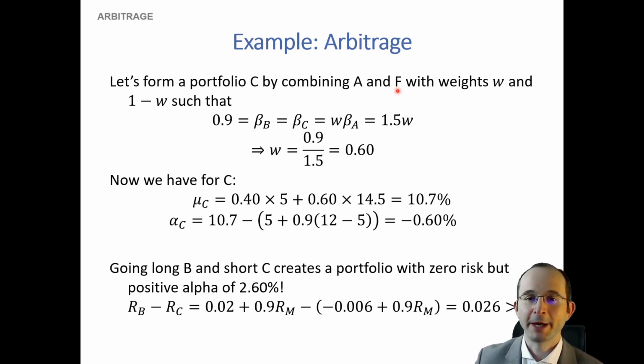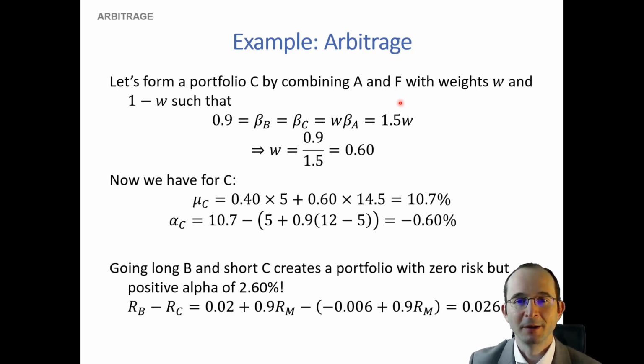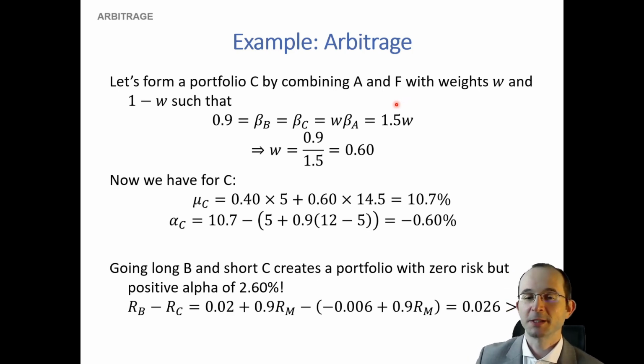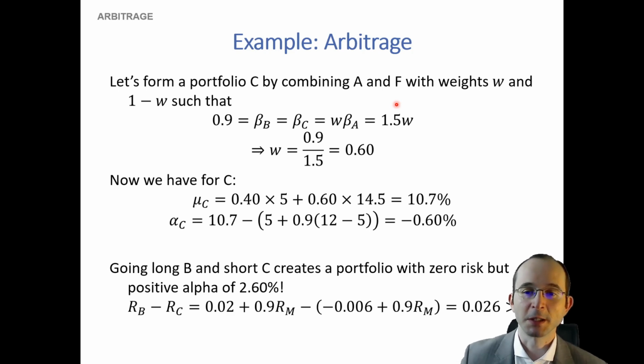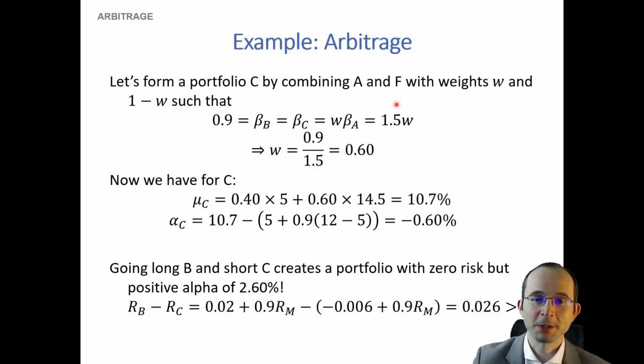Remember, portfolio A has a high beta of 1.5. Now let's say that we actually want to only put some weight on that portfolio, put the rest in the risk-free asset with 0 beta. How much would we have to put such that the beta of our total portfolio is going to be equal to the beta of portfolio B, or 0.9?